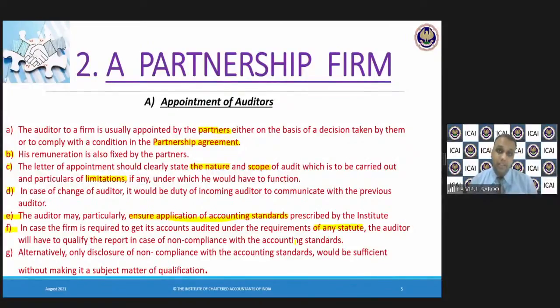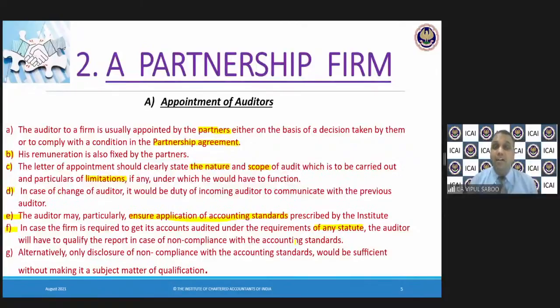societies, different societies in different states, they are governed by their state cooperative acts. When we come to cooperative societies, I'll tell you. I'm just giving you an example, right? So in case of partnership firms as well, this is not something that is necessarily going to happen. They have given a condition here, a case. If a partnership firm has to get its accounts audited under requirements of any institute, the auditor will have to qualify the report in case of non-compliance with the accounting standards.